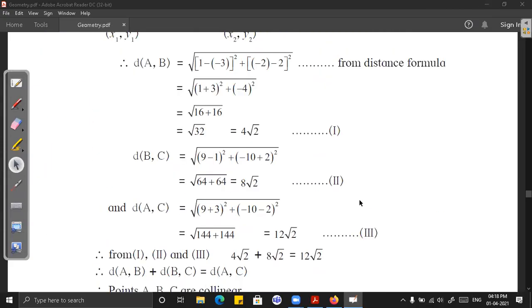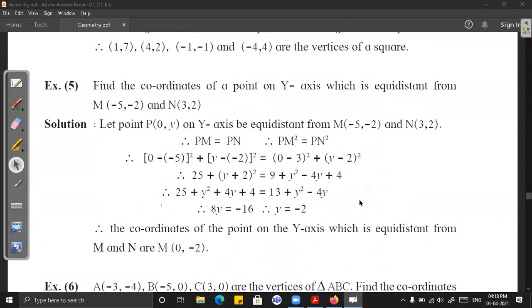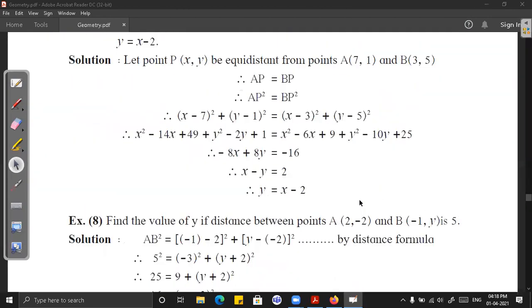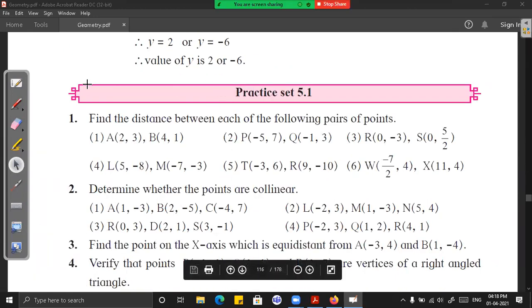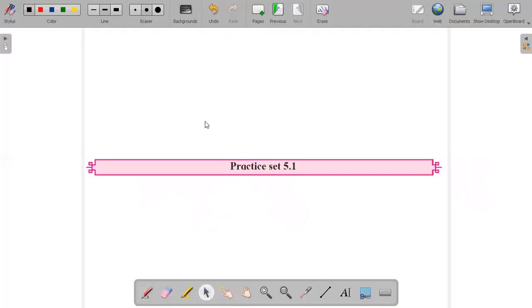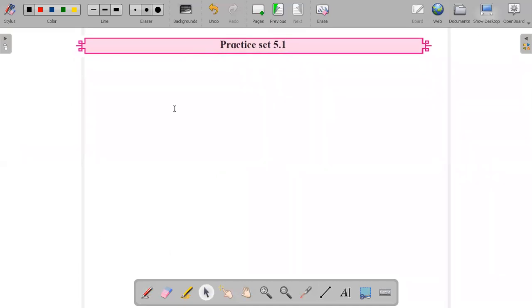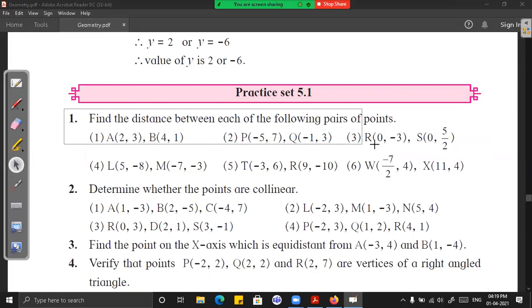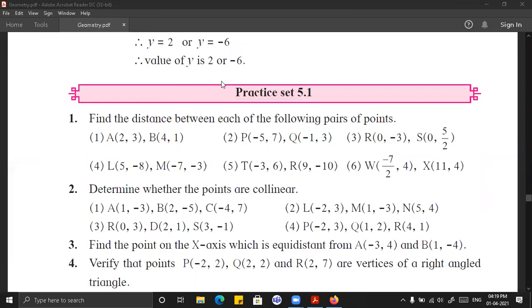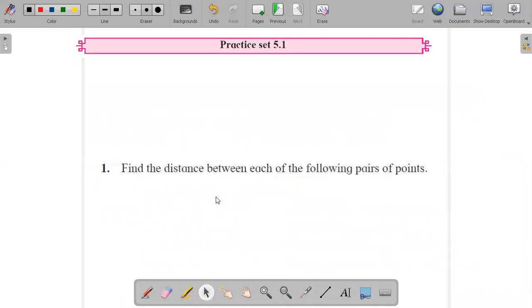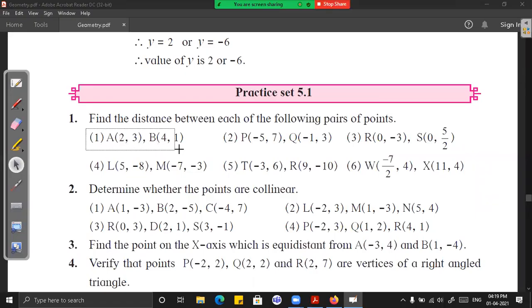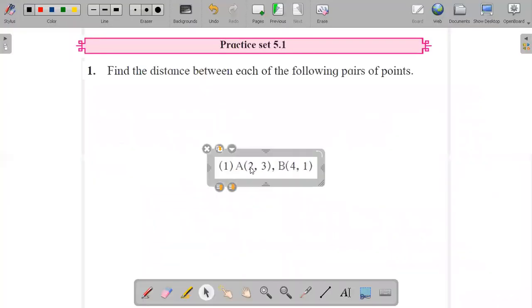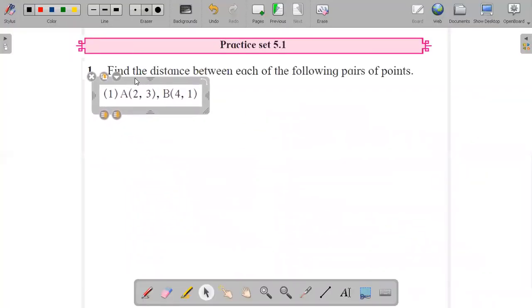We'll do the same type of sums from the exercise. Exercise 5.1. We'll do the first question. The first question entirely is of the same type. So we have to find distance between each of the following points. And in this, the first one we'll take, that is A, 2, 3, and B, that is 4, 1.